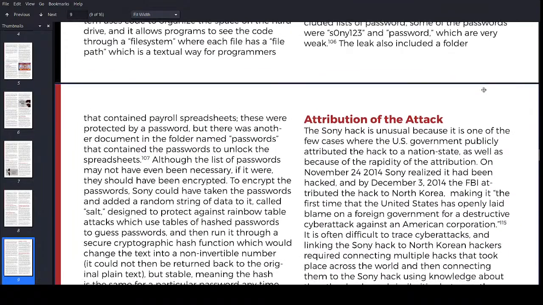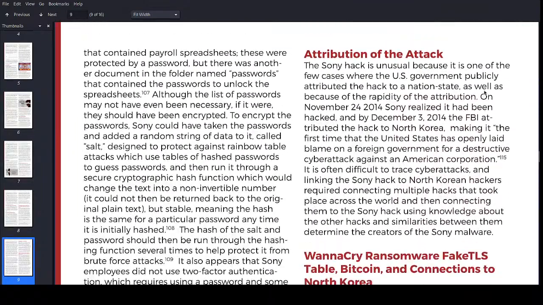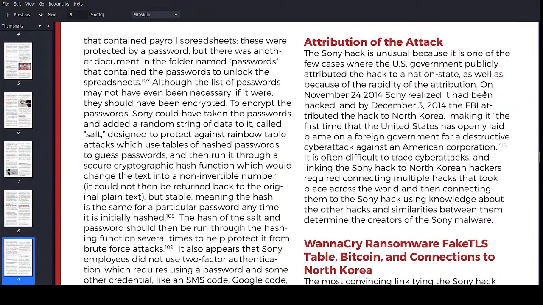The leak also included a folder that contained payroll spreadsheets. These were protected by a password, but there was another document in the folder named passwords that contained the passwords to unlock the spreadsheets. Oh, Jesus. Although the list of passwords may have not even been necessary, if it were, they should have been encrypted.